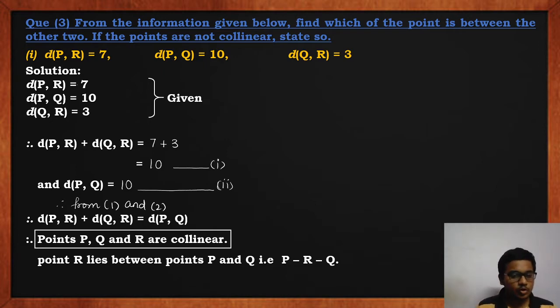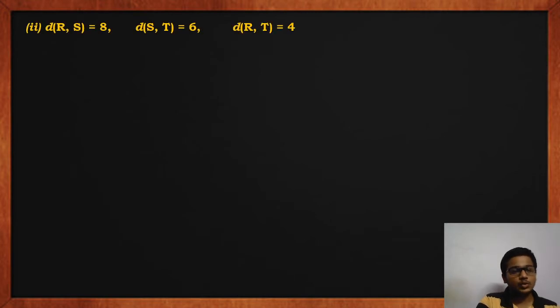If these points are collinear, look at the biggest distance, that is distance PQ. The point that is missing in this will be between the other two points. So therefore, point R will lie between points P and Q. So now I'll show you one more sum. Sum number 2. Distance RS equal to 8, distance ST equal to 6 and distance RT equal to 4. Let us solve this sum also.